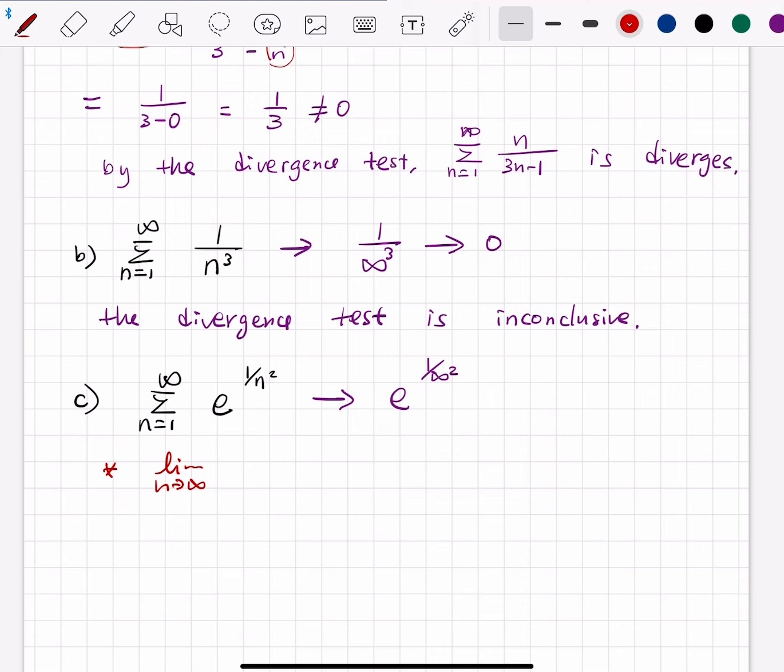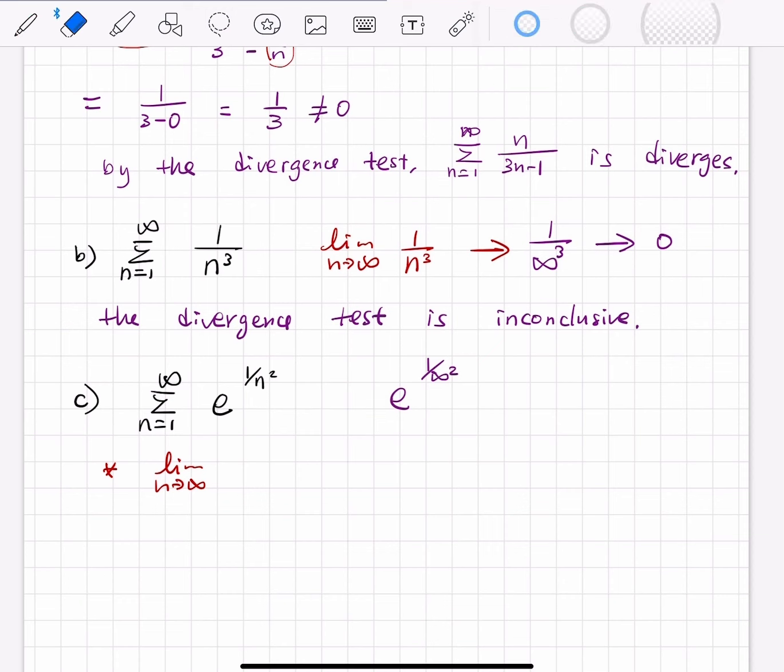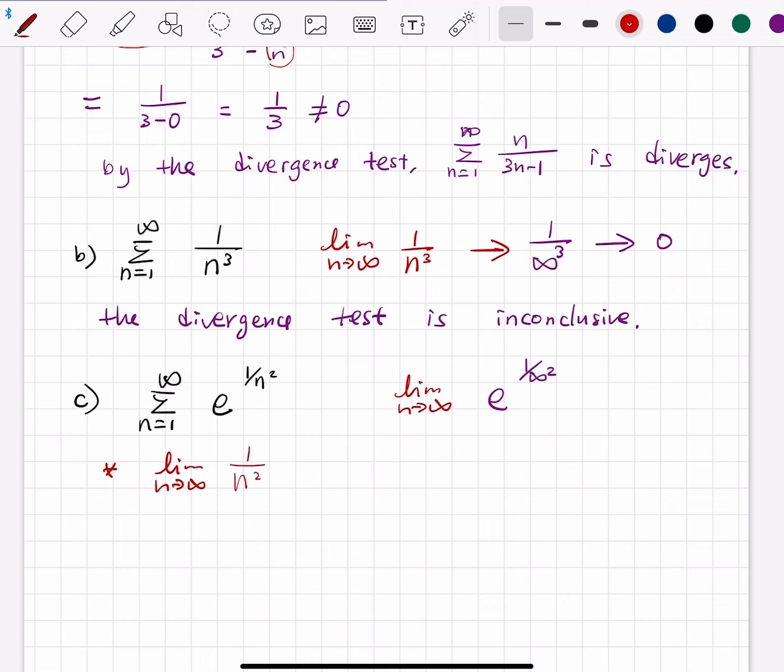I think notation-wise I was a little bit off. Let me fix the notation really quick. I'm talking about the limit as n goes to infinity of 1 over n squared. Okay, so the limit of 1 over n squared, this one is going to be equivalent to 0.